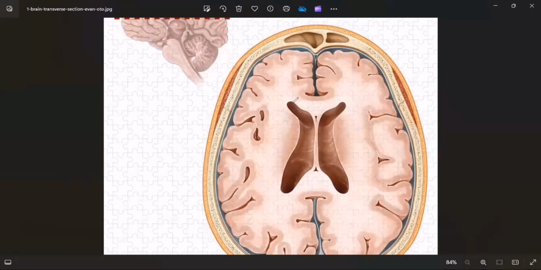Then what structure have I outlined? Ventricle. All of you agree that's a ventricle, right? So the lateral ventricles. What's the third ventricle?